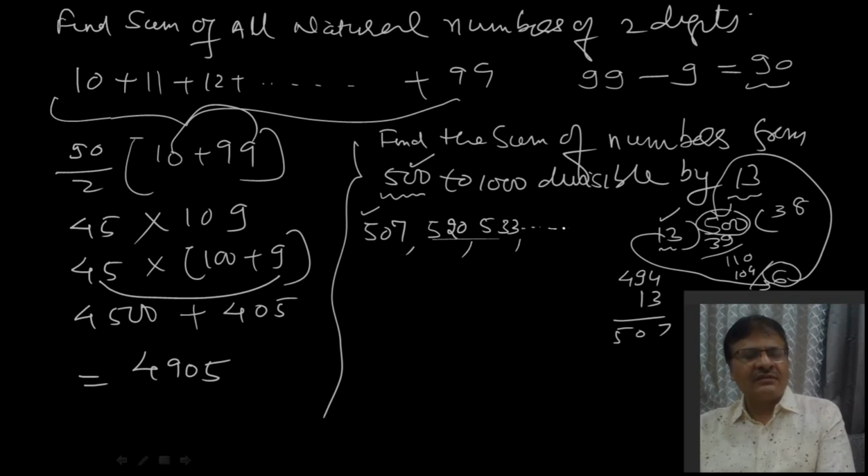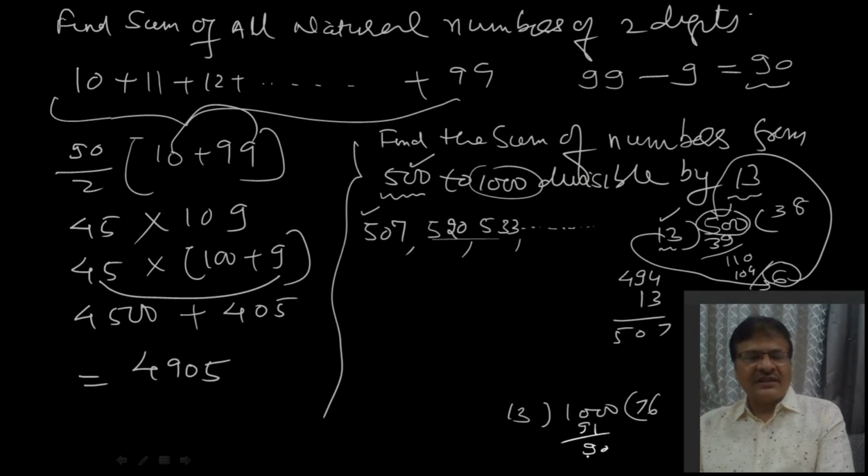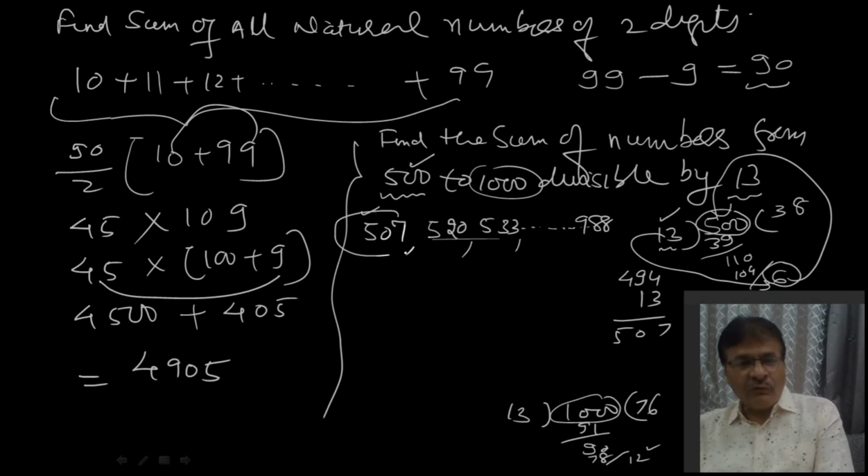Now what is the last number? Again there is a problem, it should be less than 1000. So 1000 should be divided by 13. 13 times 7 is 91, remainder 9, then 0. 13 times 6 is 78, so the remainder is 12. It means if I subtract 12 from 1000, 988 is my last number. Now I have the series for which the sum is to be determined.